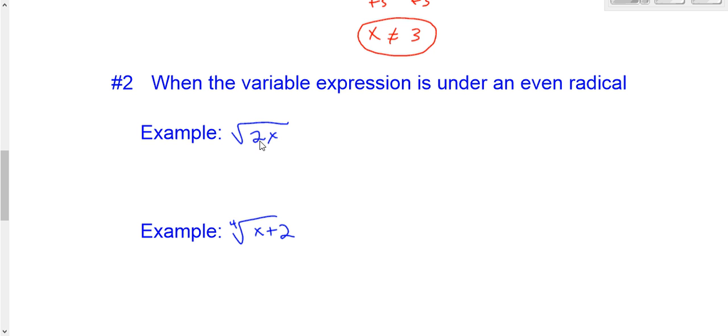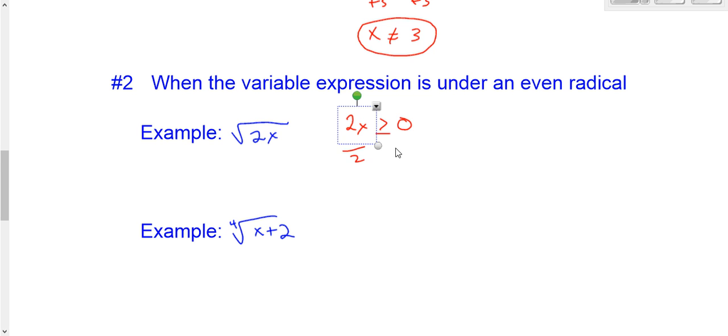If I have the square root of 2x and I think about the square root, I cannot take the square root of negative numbers. I have to have 0 or positive numbers underneath that radical. So the variable expression underneath the radical, in this case 2x, has to be greater than or equal to 0. It cannot be a negative number.